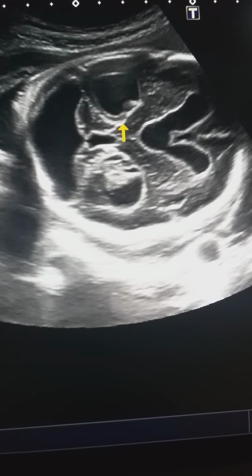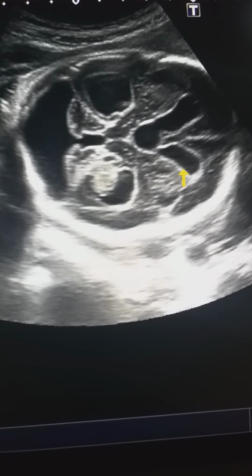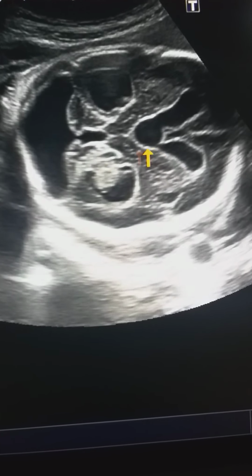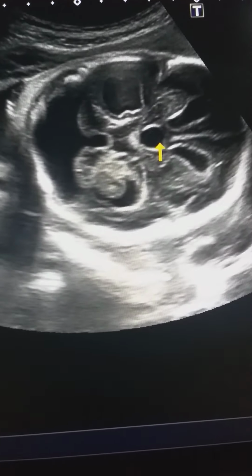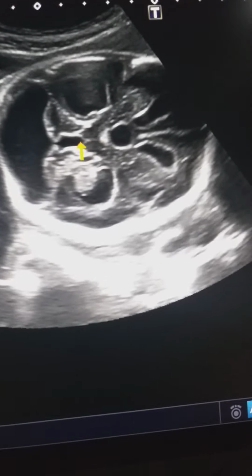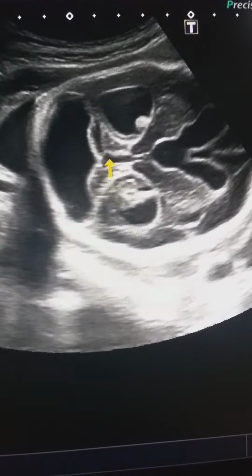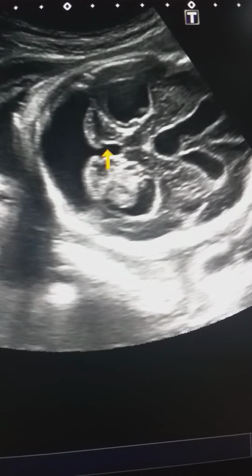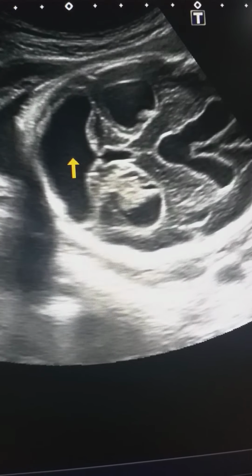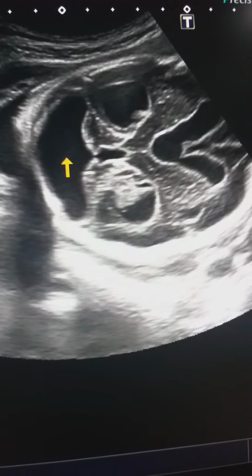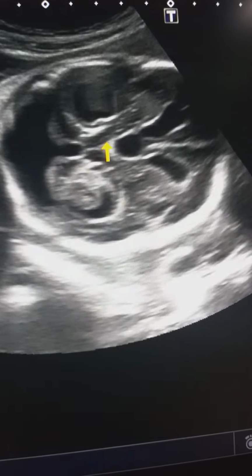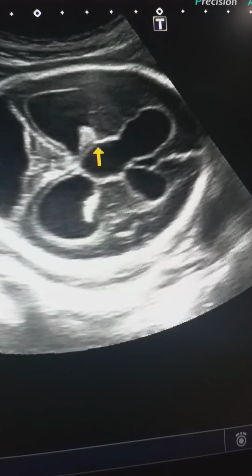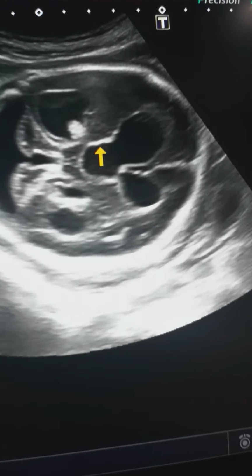So two pathologies are there: a ventricular chain including third and fourth ventricles is dilated, and the communication of the fourth ventricle with the cisterna magna is enlarged. So this was the interesting case I want to show you people.